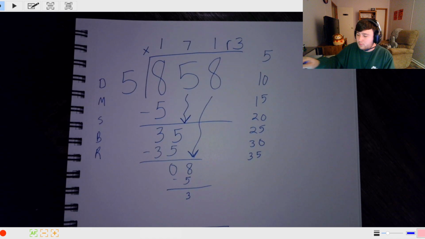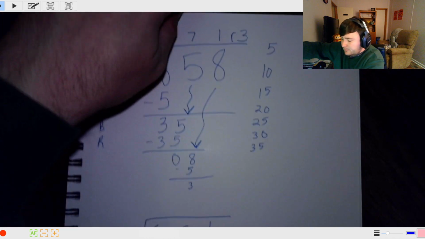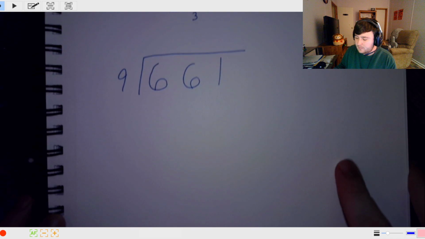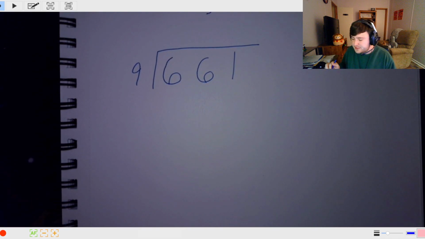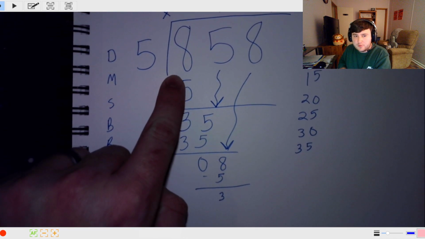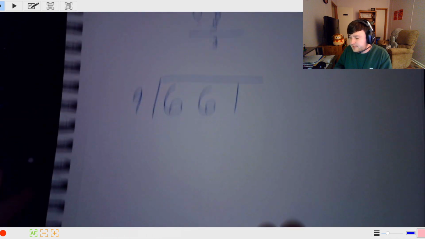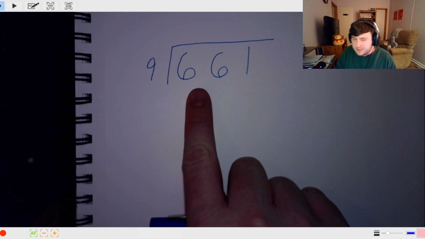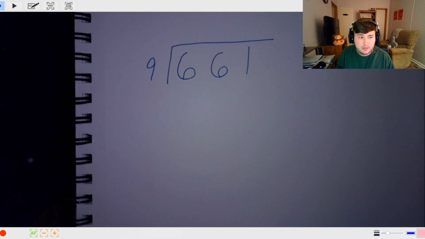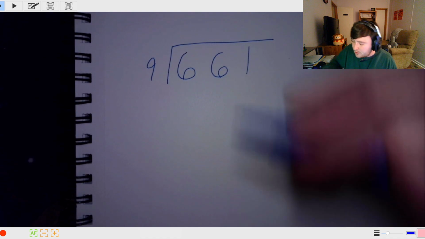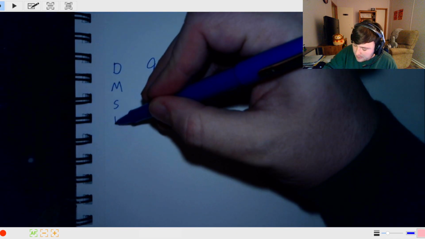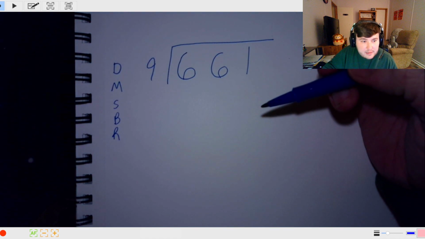Okay, so let's look at one more problem. I can adjust my camera view here. This one is 661 divided by 9. On the problem up here, the first digit was bigger than our divisor. 8 is bigger than 5. But down here is an example of when the first digit inside is too small. So this will be a good reminder on how to handle that type of situation. Again, I'm going to jot down my steps. Divide, multiply, subtract, bring it down, repeat.